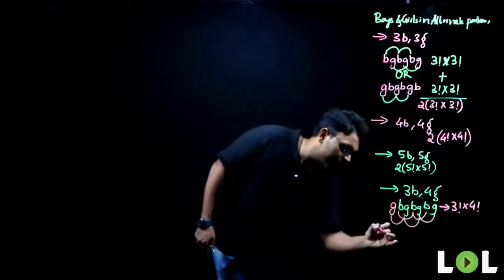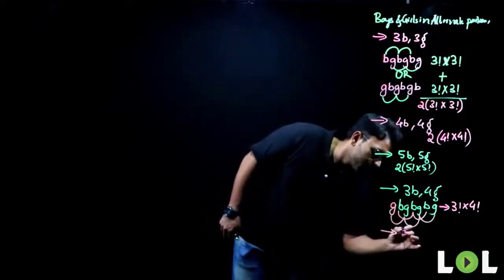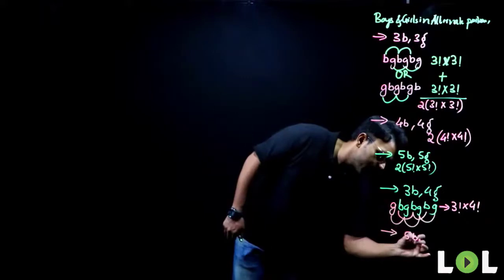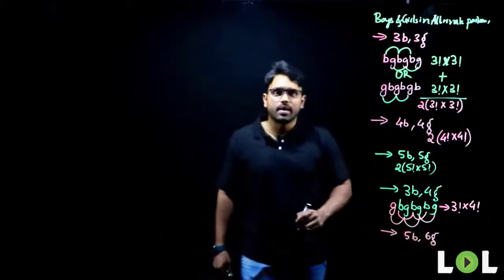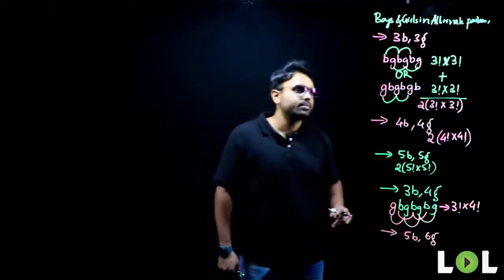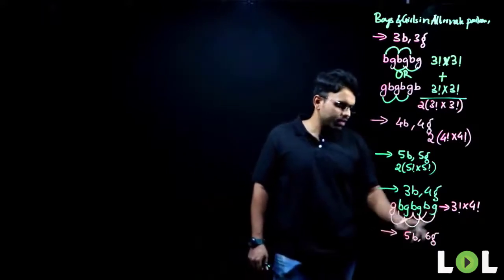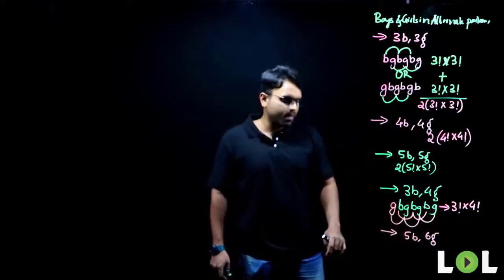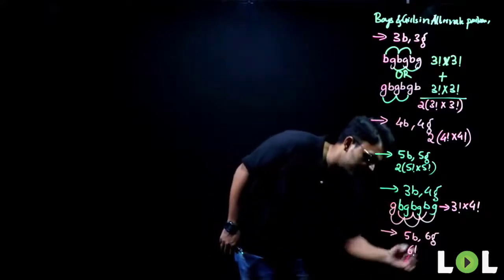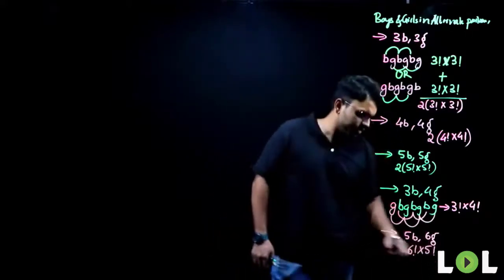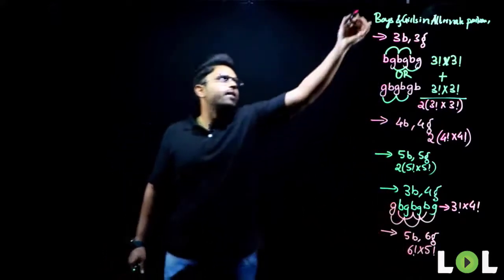Now if I ask you again, this time I will say there are 5 boys and 6 girls. What will be your answer? Everyone, what will be your answer? The answer will be simple. There is only one case. Very good. 6 girls can rearrange themselves in 6 factorial ways and 5 boys can rearrange themselves in 5 factorial ways.